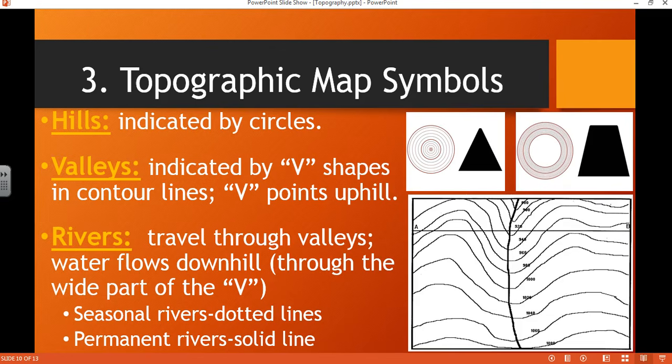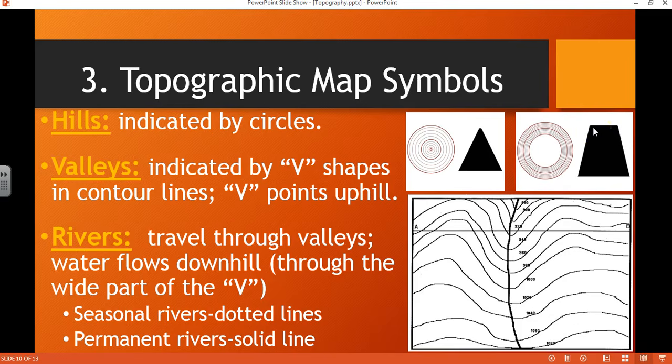You also will need to be able to identify hills. Hills are indicated by circles, with the top of the hill being the innermost circle. Now notice the innermost circle here is very small, whereas the innermost circle here is very big. What that shows you is that on this map, where the inside circle is very small, the peak of that hill is very sharp or pointy. Whereas the peak of this hill over here, because the inner circle is much larger, the peak of that hill is a lot more flat.